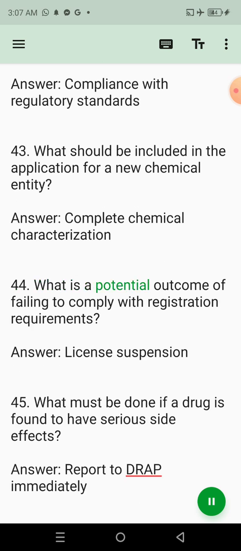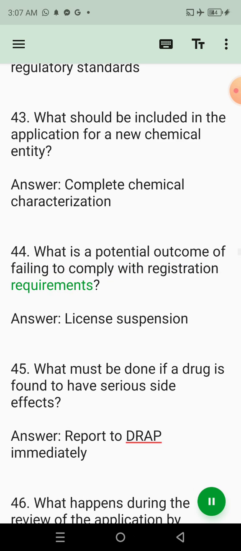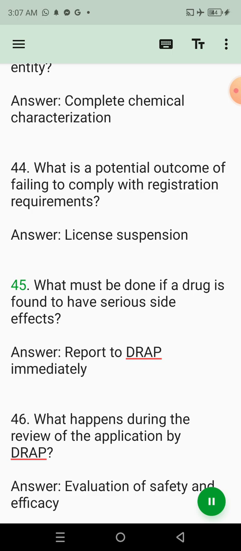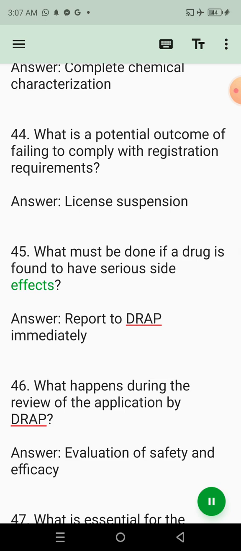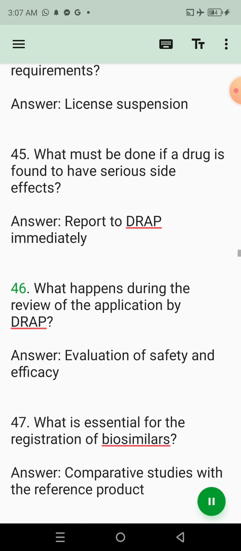44. What is a potential outcome of failing to comply with registration requirements? Answer: License suspension. 45. What must be done if a drug is found to have serious side effects? Answer: Report to DRAP immediately.